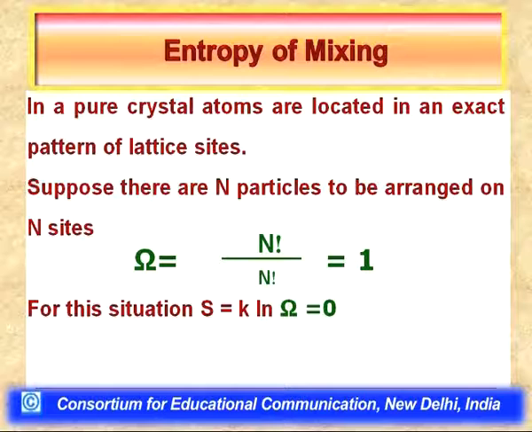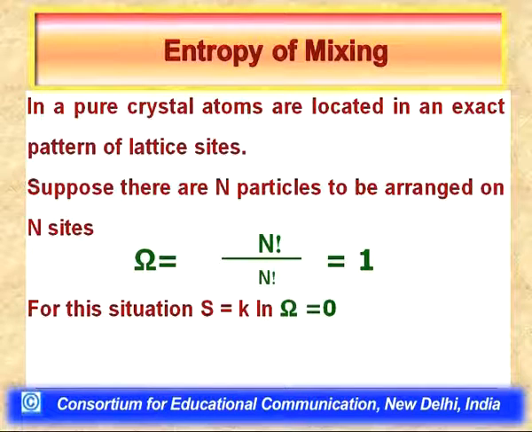Now having said this, in a pure crystal, atoms are located in an exact pattern of lattice sites. All crystals have a particular shape, and a pattern of lattice means the arrangement of these lattice sites. So it means that in a piece of metal there will be a large number of sites which are occupied by these metal atoms. Again we can make an analogous situation: n balls to be placed on n sites. It is just like that, n atoms to be placed on n available vacant sites.